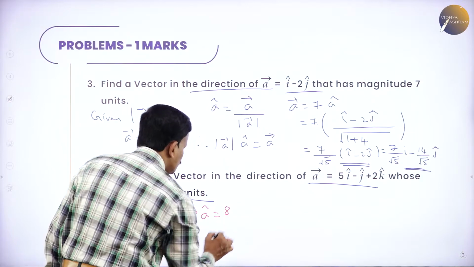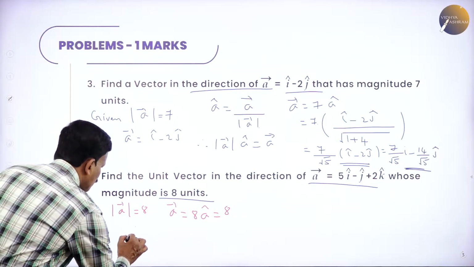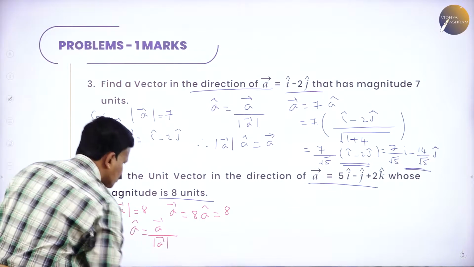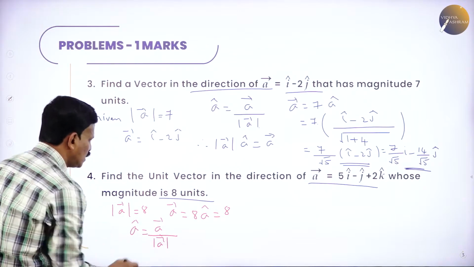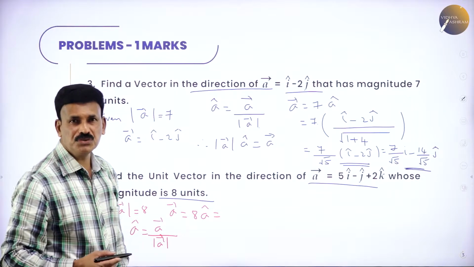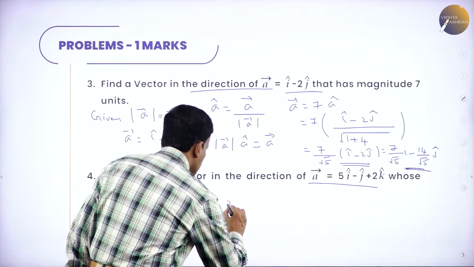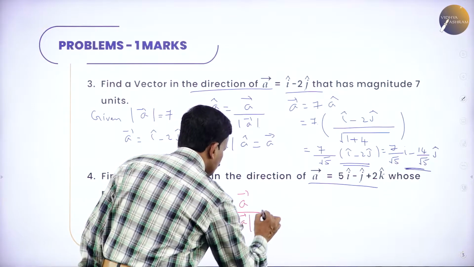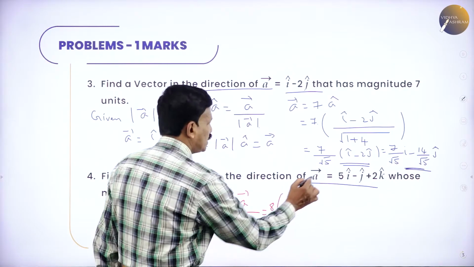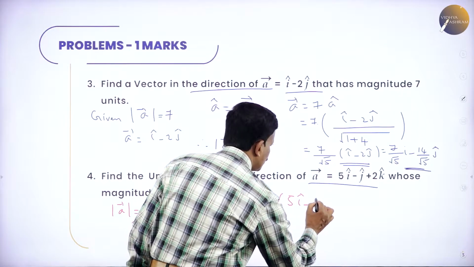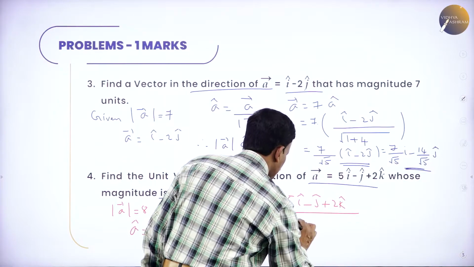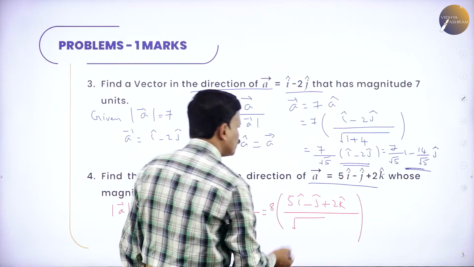So this is 8 into, what is the formula for unit vector? Unit vector is vector A divided by its own length. Right, vector A divided by length of the vector A. 8 into unit vector of A. What is the unit vector of A? Vector A divided by its own length. This is 8 times vector A, where vector A is 5i minus j plus 2k divided by the length of this vector.